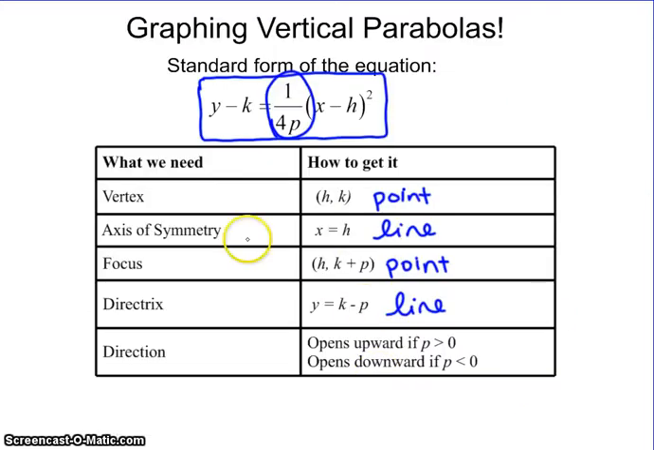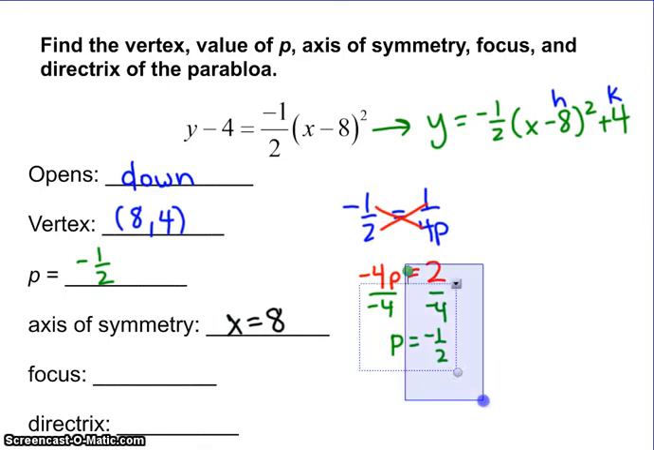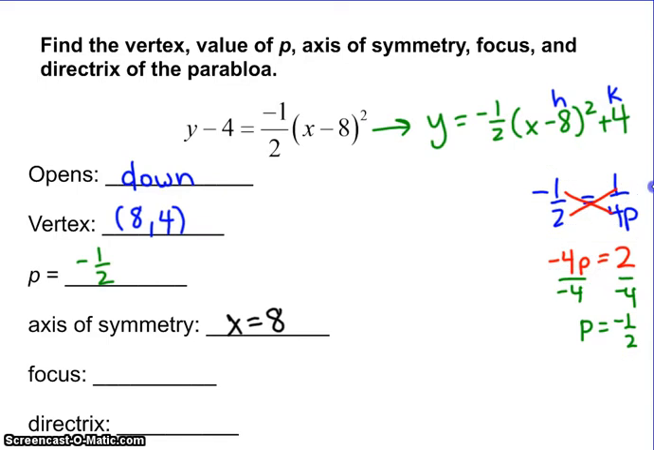Now, remember, the axis of symmetry is just x equals h. If our h is 8, then this is x equals 8. Not 8, x equals 8. That's very important. All right, so I'm going to move the information for how we solve for p over to the side here. And now let's talk about the focus.